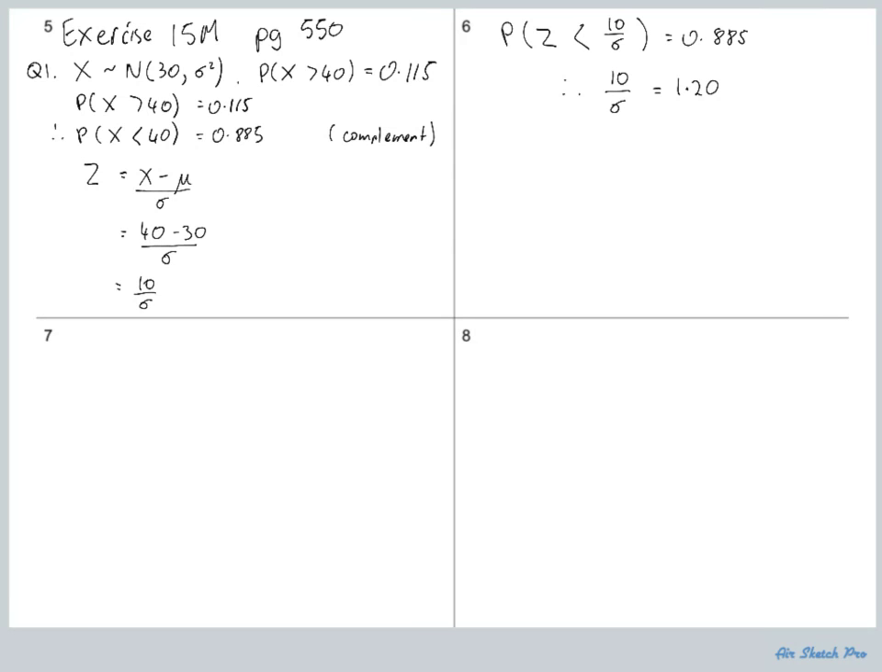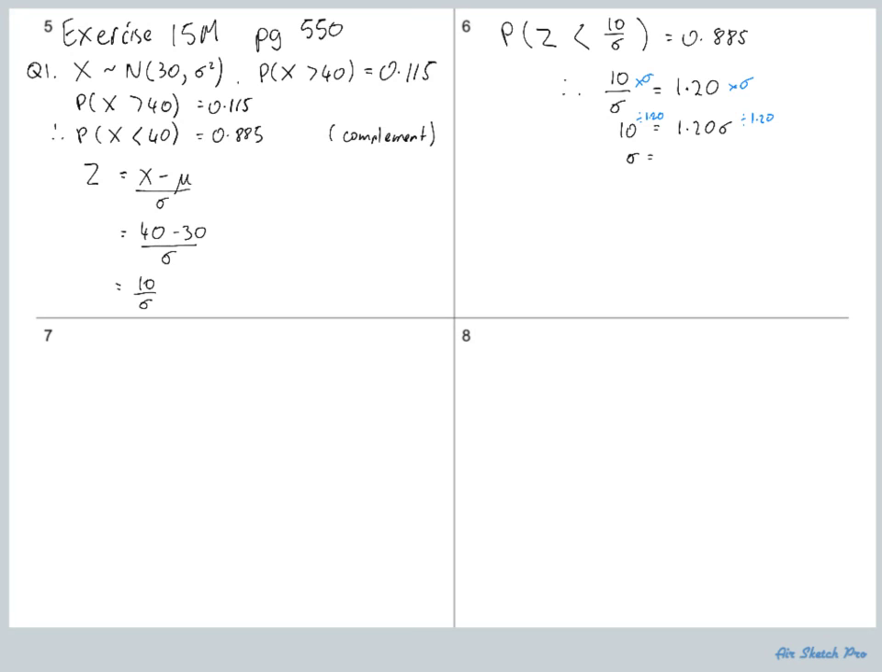Alrighty, now we have an equation we can solve because it's only got one unknown there. I'll do it in 2 steps, though you could do this in 1 step. I'm going to multiply both sides by sigma, and that'll get me 10 is equal to 1.20 sigma. And then I'm going to divide both sides by 1.20, although I'll use the exact value in my calculator. And that'll get me the value of sigma.